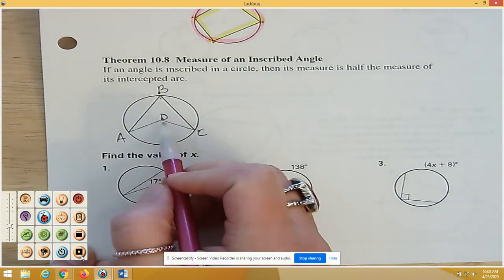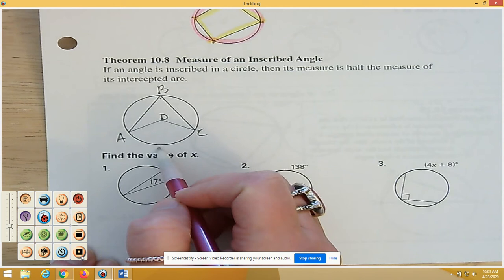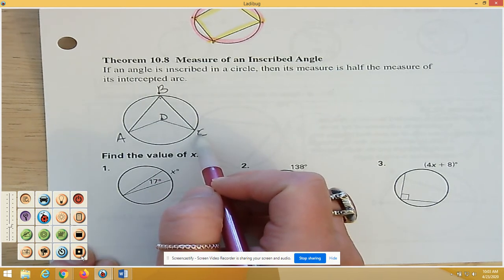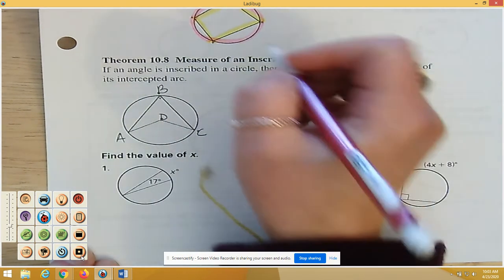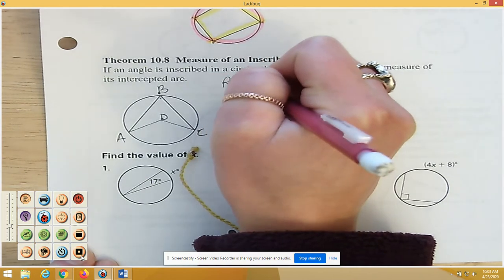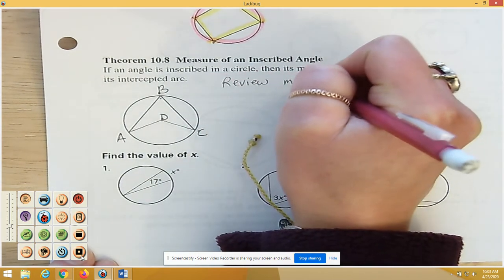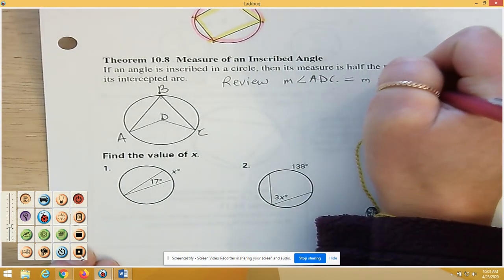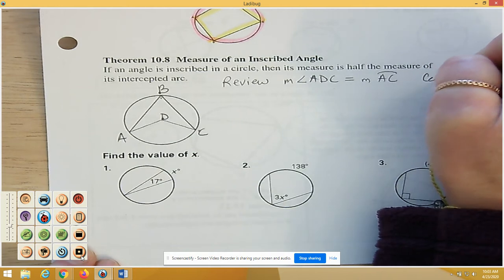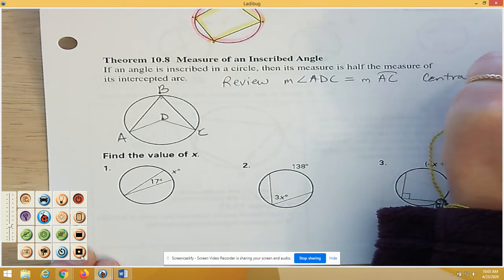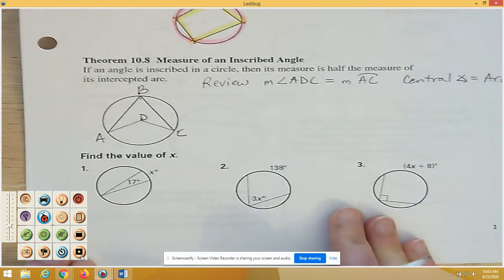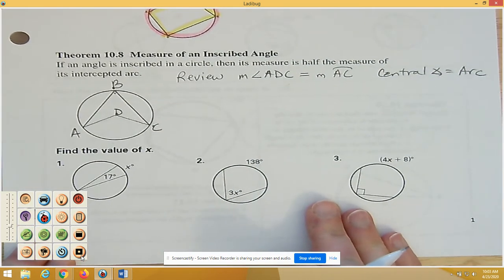Okay, so the central angle equals the arc. We talked about that in an earlier video. I'm going to just write review. The measure of angle ADC, so our central angle, equals the measure of arc AC. So this is central angle equals arc. Okay, but that is different for an inscribed angle.